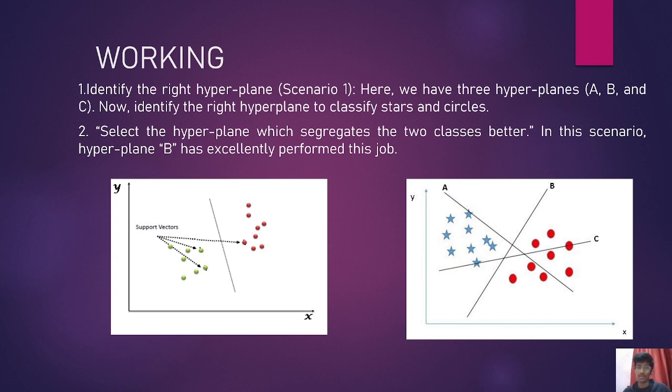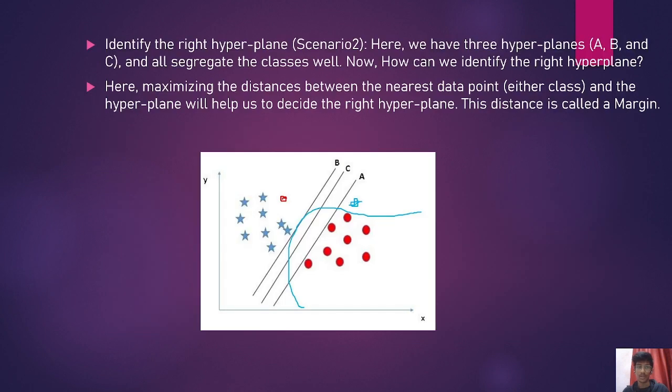That's why SVM selects the hyperplane which segregates the two classes better. In this scenario, hyperplane B has performed this job excellently. So B is the hyperplane.